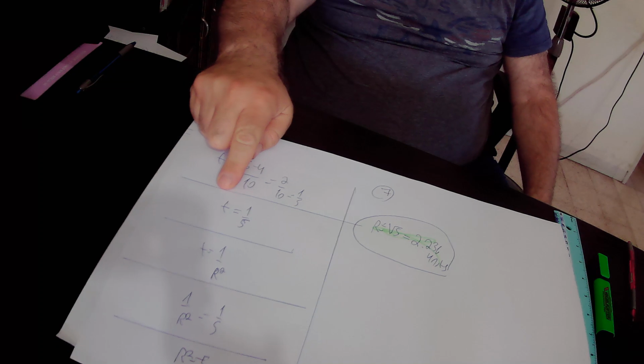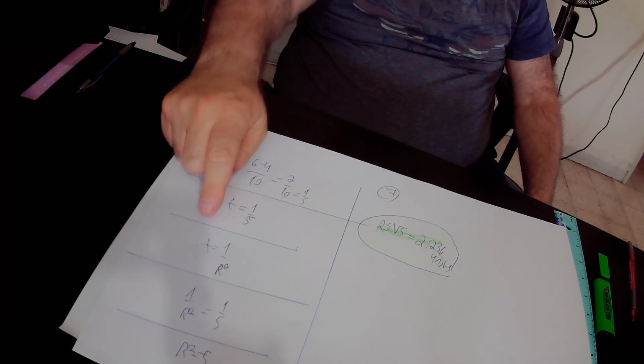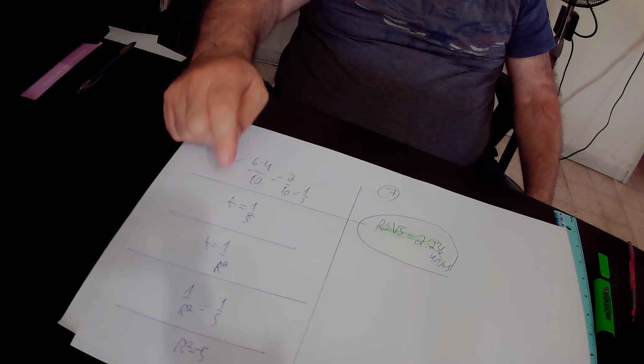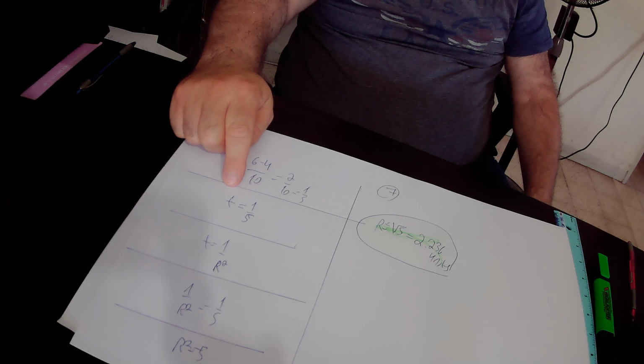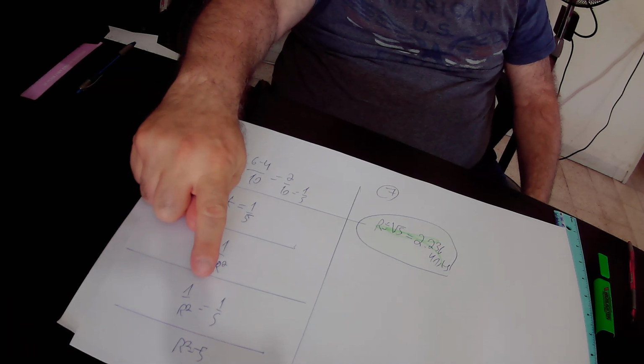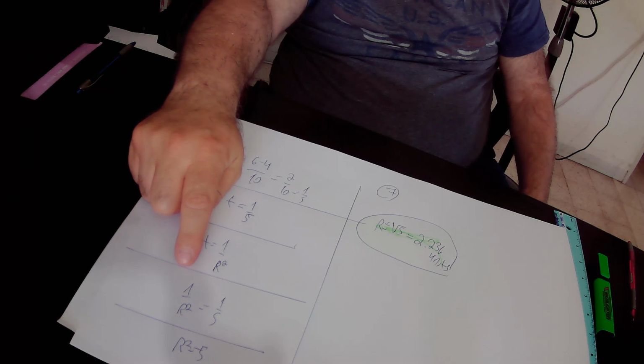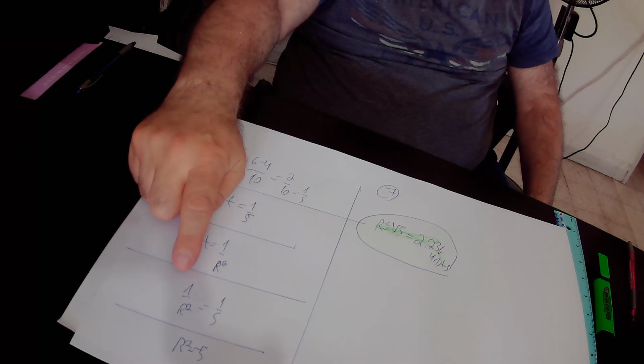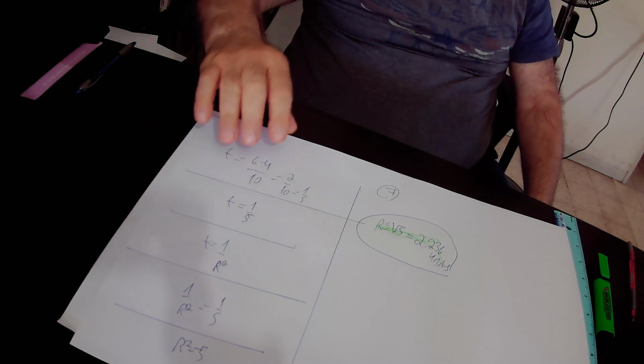From one side t equals 1/5, but from the other side, according to our definition, t equals 1 over r squared. So we can substitute t in this equation by 1 over r squared. We found that 1 over r squared equals 1/5. Multiplying this equation by r squared, we found that r squared equals 5.